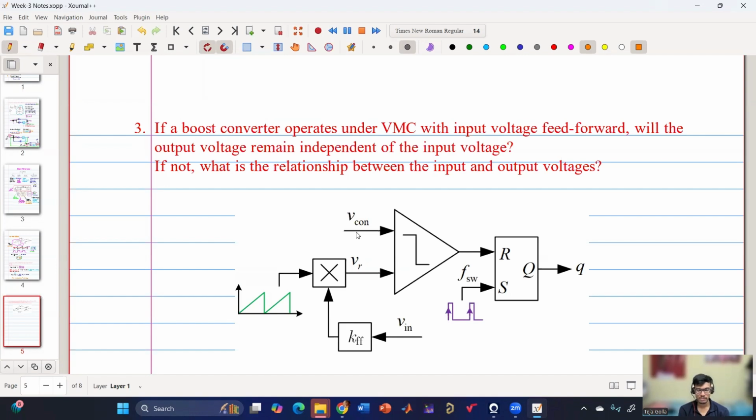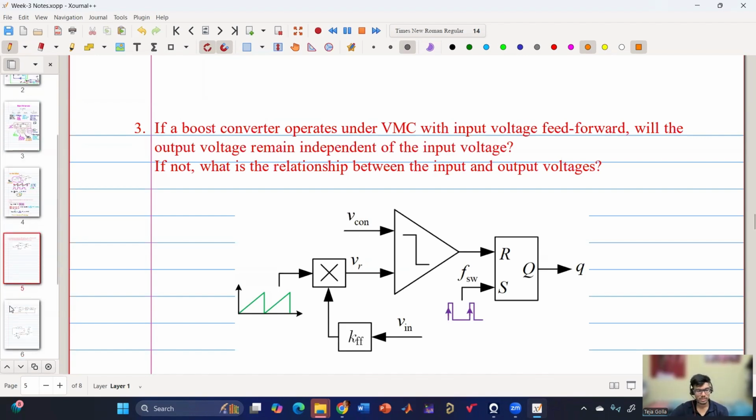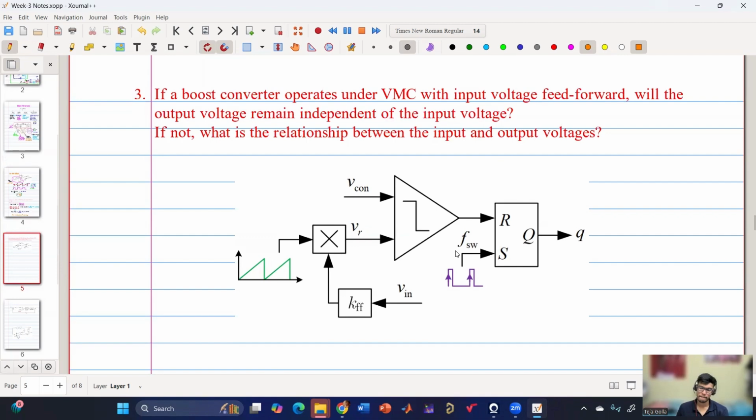So let me ask you the question. Do you think in this case also the output voltage will be independent of the input voltage or whether there will be any dependency? There will be a dependency. Okay. What about others? Yes, because Vout is equal to 1 by 1 minus D into Vin. It is not a linear relation.